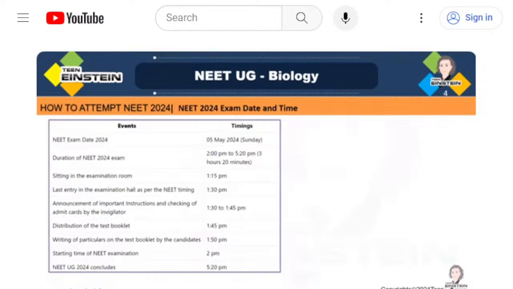Next, the date of exam we said it's on 5th May 2024, and exam duration that's from 2 p.m. to 5:20 p.m., 3 hours 20 minutes. Your examination time will be 3 hours and 20 minutes. And in the examination room, you should reach by 1:15 p.m. Your exam is starting by 2 p.m., but you should reach there by 1:15 p.m.